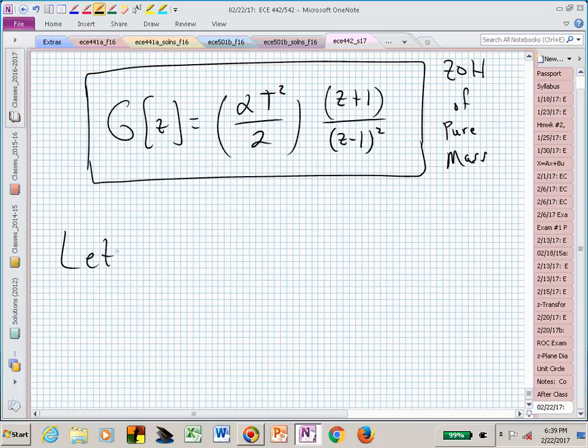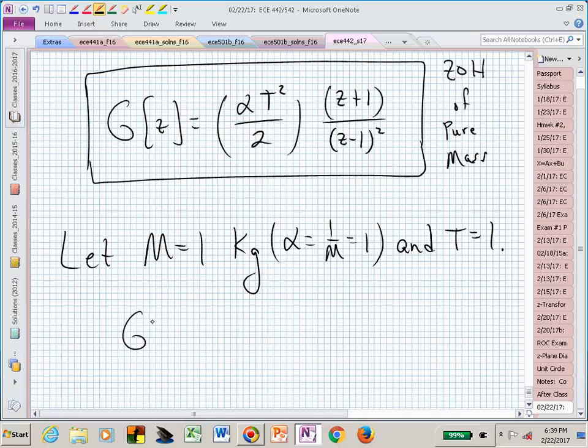So let's make this easy, okay? We went to the table to have a fun time, right? So now let m equal 1. That's 1 kilogram, which in terms of our notation, alpha was 1 over m, so we can invert 1 pretty easy. And you were playing along nicely and said, let's let T equal 1. That's pretty slow. That's sampling at what? 1 time every second. That's a 1 hertz sample rate. That's pretty slow. But now we have G of z for our pure mass is 1/2 z plus 1 over z minus 1 squared.